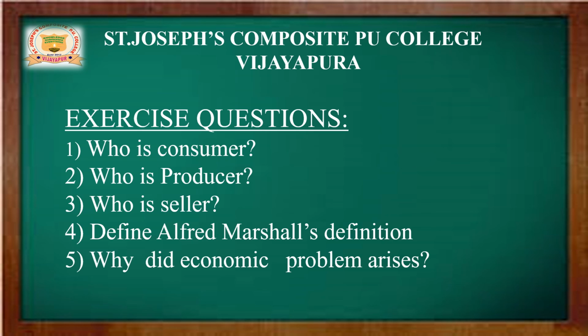And the last question, which we just discussed: why does the economic problem arise? The economic problem arises due to unlimited wants and also limited resources. That is called the economic problem, and for that reason economic problems arise. Okay, so these are the exercise questions.